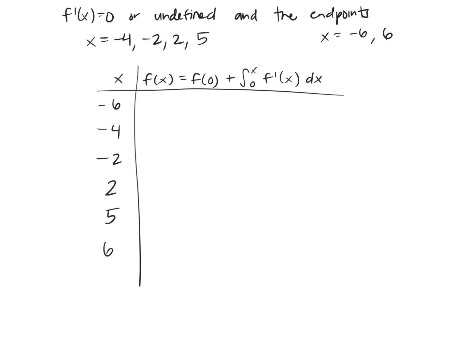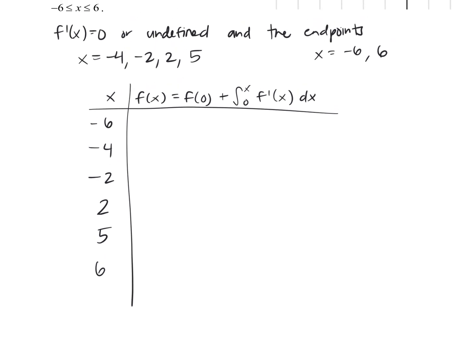But for -6, I'm going to plug in -6 anytime I see x. So my f of 0 that I was given up above was 3. So I've got 3 plus the integral from 0 to -6 of f prime of x dx. Now, does 0 to -6 make sense? Nope. So we need to flip it. So this is actually going to become 3 minus, oh no, sorry, -6 to 0 of f prime of x dx. So again, I just flip-flopped these 2 things and I changed it to a negative.